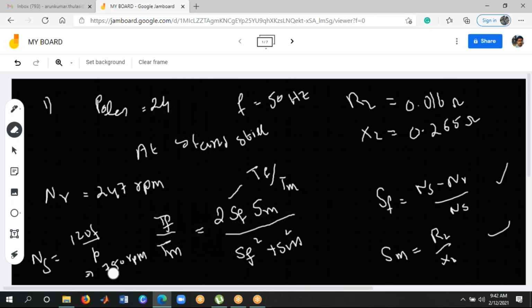So here the Ns value is not 750, it is 250 RPM. Find the SF value: 250 minus 247 divided by 250. What will you get? So the SF value is 0.012. What about SM? 0.06.